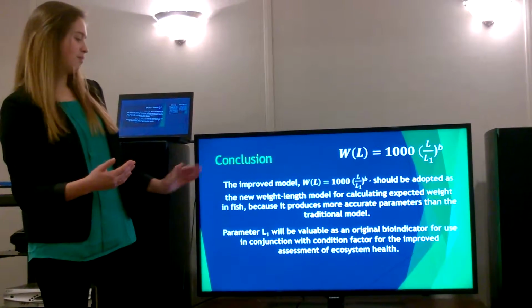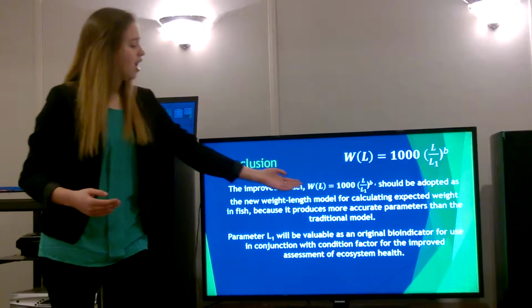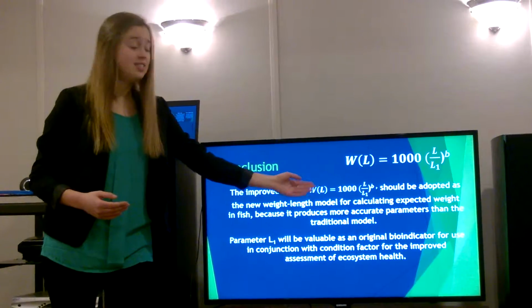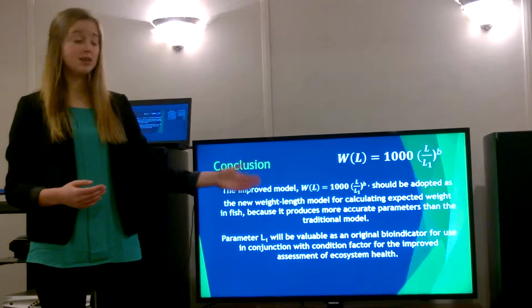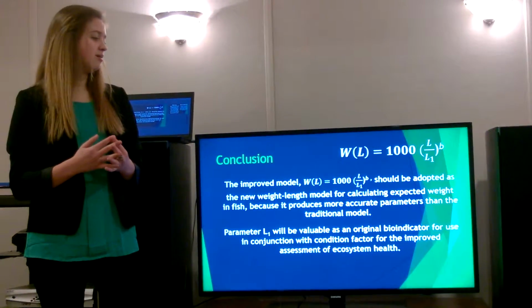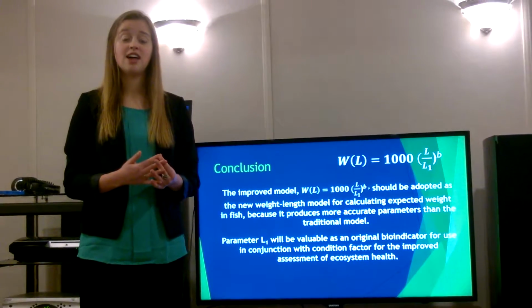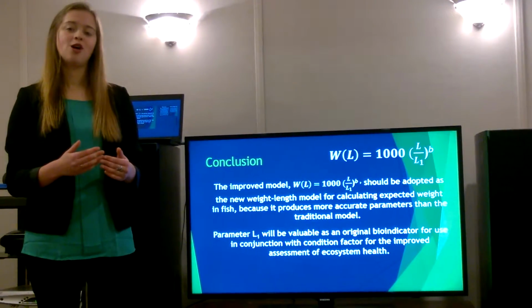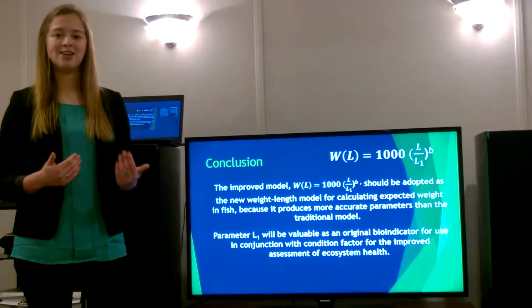Now back to the primary hypothesis, the improved model. A healthy weight for a fish of length L is equal to 1,000 times (L over L1) to the B. It should be adopted as a new weight-length model for fish, because it produces more accurate parameters than the traditional model does, and therefore will provide more accurate bioindicators for ecosystem condition.